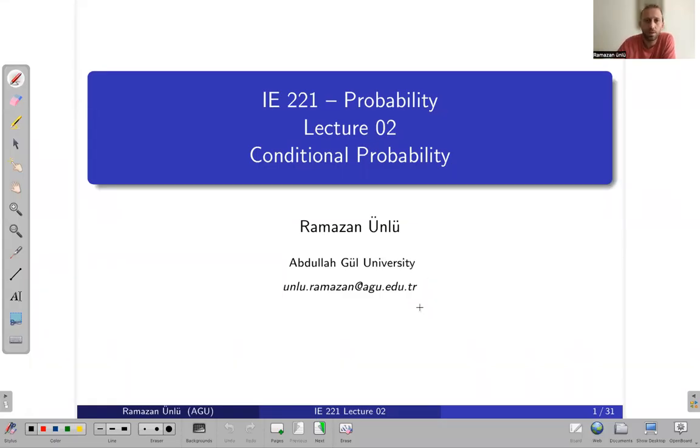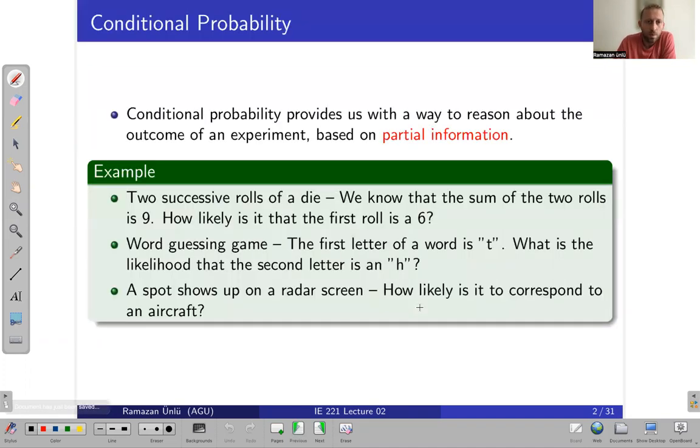Hi everyone, welcome to lecture 2, and in this lecture we are going to look at conditional probability. Conditional probability provides us with a way to reason about the outcome of an experiment based on some partial information.